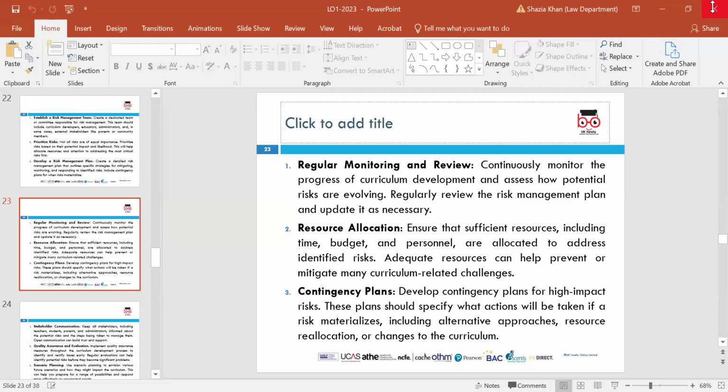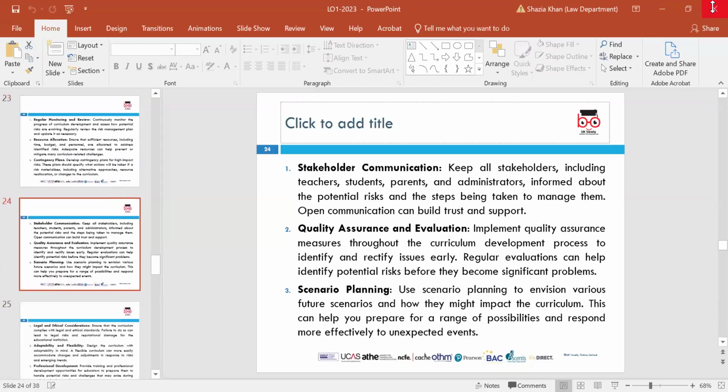Resource allocation, and this again is really important to ensure that sufficient resources are in place to address any risk, like time, budget. Adequate resources can prevent or mitigate any sort of risks. Contingency plans, so making sure there are plans in place if there are any issues of high risk. The plans will specify what actions, what alternative approaches, resource reallocation, to change the curriculum.